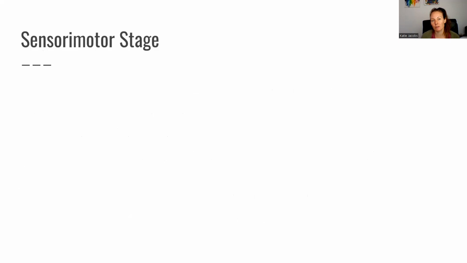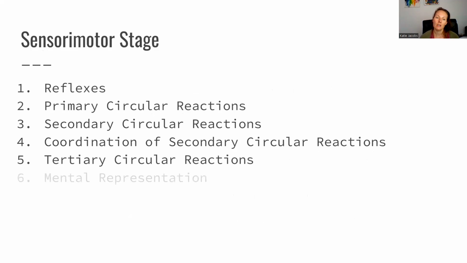Our first stage of cognitive development is the sensory motor stage. I like to break this word down into two words. We have senses, like sensory, and motor. During this stage, we learn about the world through our senses and through our motor movements. And this can actually be broken down into 6 different substages. We have reflexes, primary circular reactions, secondary circular reactions, coordination of secondary circular reactions, tertiary circular reactions, and mental representation.